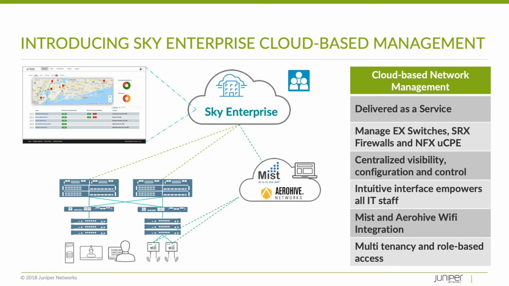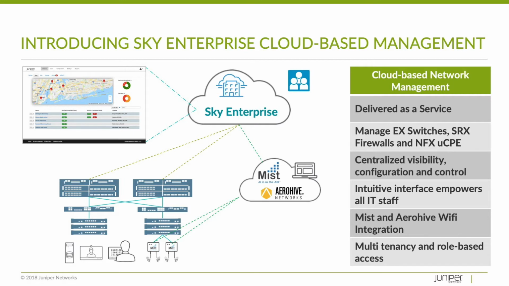So for those of you who might be new to Sky Enterprise, let's start with a very brief overview. Sky Enterprise is a cloud-based network management platform designed specifically for Juniper devices. With Sky Enterprise, you can connect your Juniper devices to the platform by simply adding a few lines of Junos config to each device. Sky Enterprise supports nearly all the EX switches, SRX and vSRX firewalls, and NFX devices. Sky Enterprise is delivered as a service, so there's nothing to install or maintain. And with just a browser, you can manage your network from anywhere.